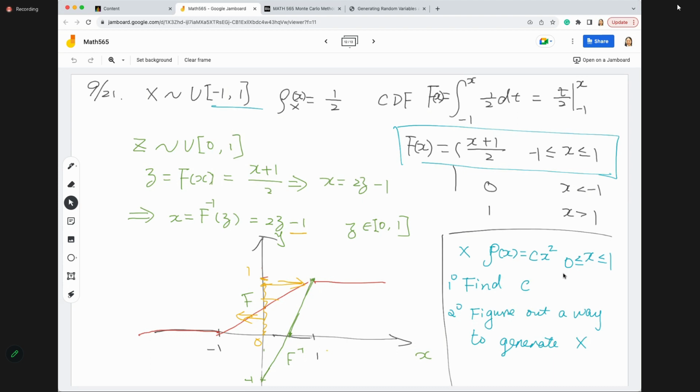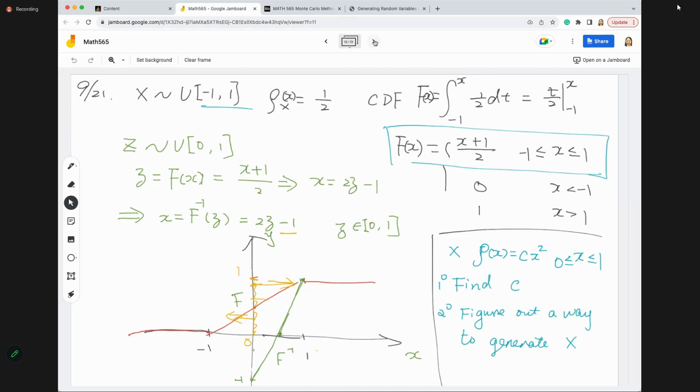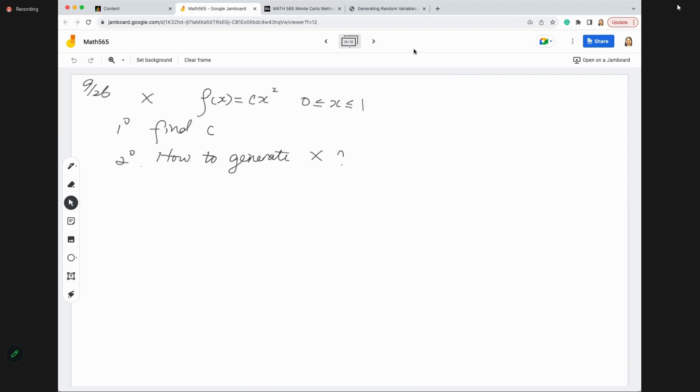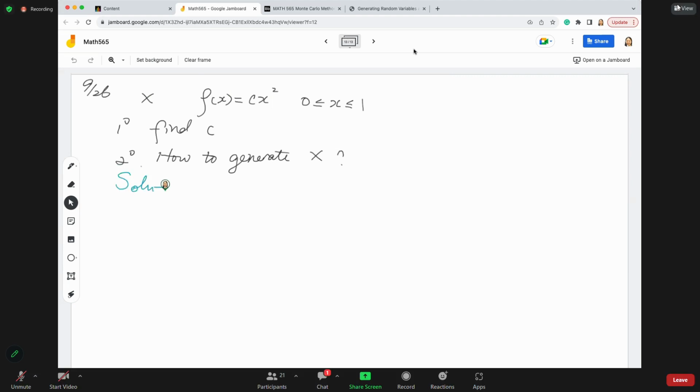So, anyone try to do this at home? Maybe not. It's okay. So let's see. How can we try to do that? So first step, we need to find c.